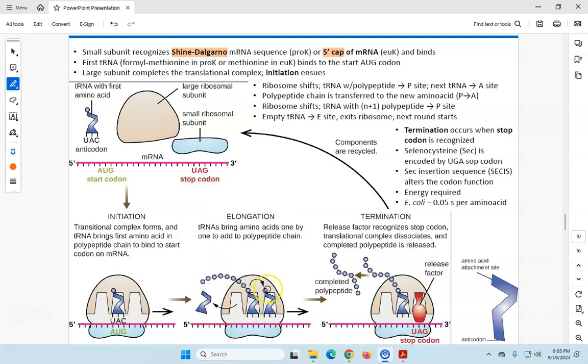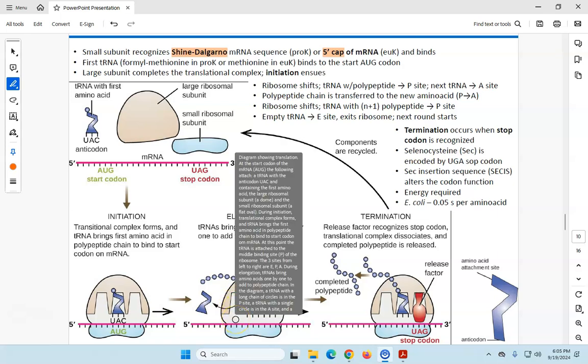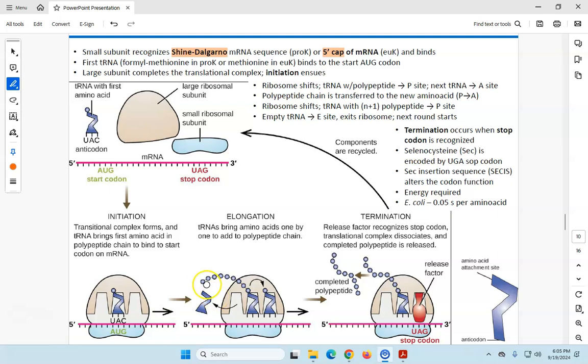Clear? Next, what happens? This ribosome shifts to the right, so the empty tRNA ends up in the so-called E site, gets kicked out. The growing chain turns out to be in the P site again, and the A site receives another tRNA. Make sense?